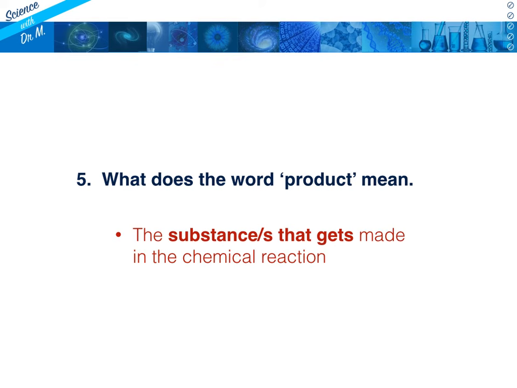Okay, question number 5. What does the word product mean? Okay. And here we go. It's the substance or the substances that get made in a chemical reaction. So that's what you actually get produced at the end. Okay, that's what you get left with. Things on the right hand side of the equation, it's the substances that get made.